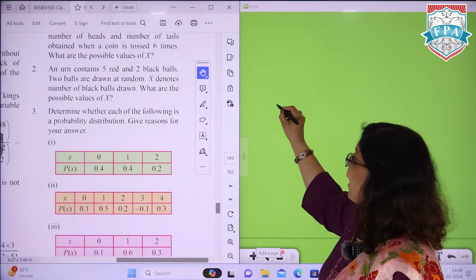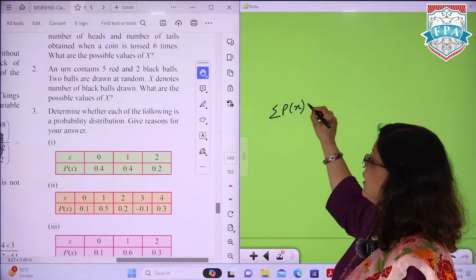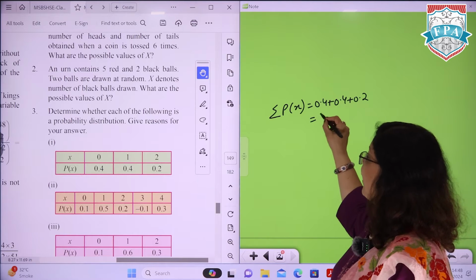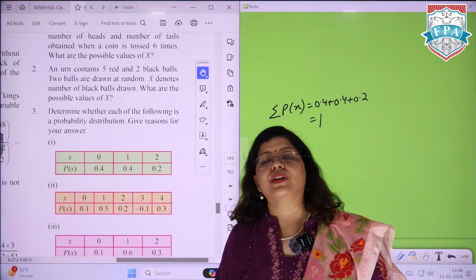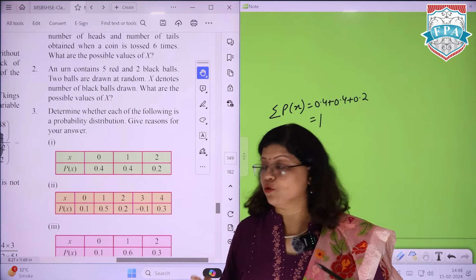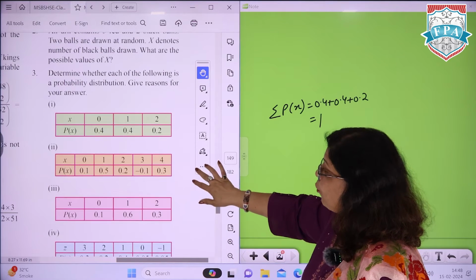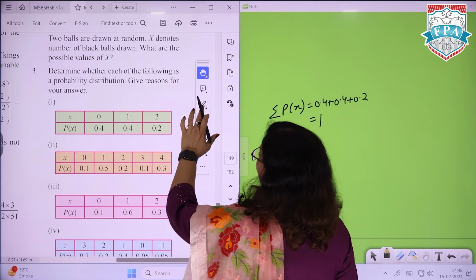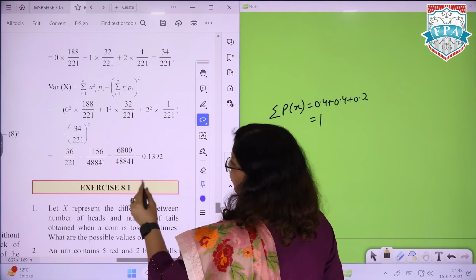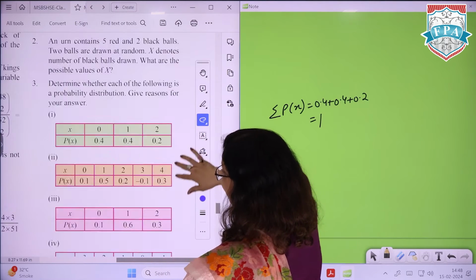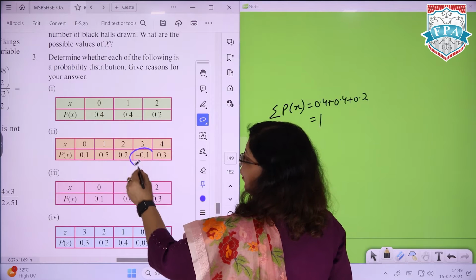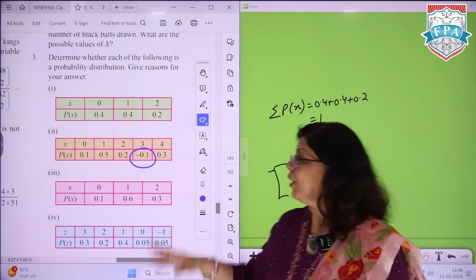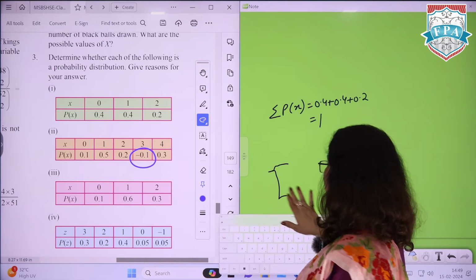Second के लिए we can just calculate sigma of p(x), which is 0.4 plus 0.4 plus 0.2, which is coming as 1. Therefore, this question is a proper probability distribution. Next one, आपको directly दिख जाएगा एक value यहाँ पे हो रही है minus 0.1. So when we are talking about a value which is minus 0.1, see I'm showing it again here, minus 0.1, and we know any probability cannot go negative, so therefore this is not a probability distribution.